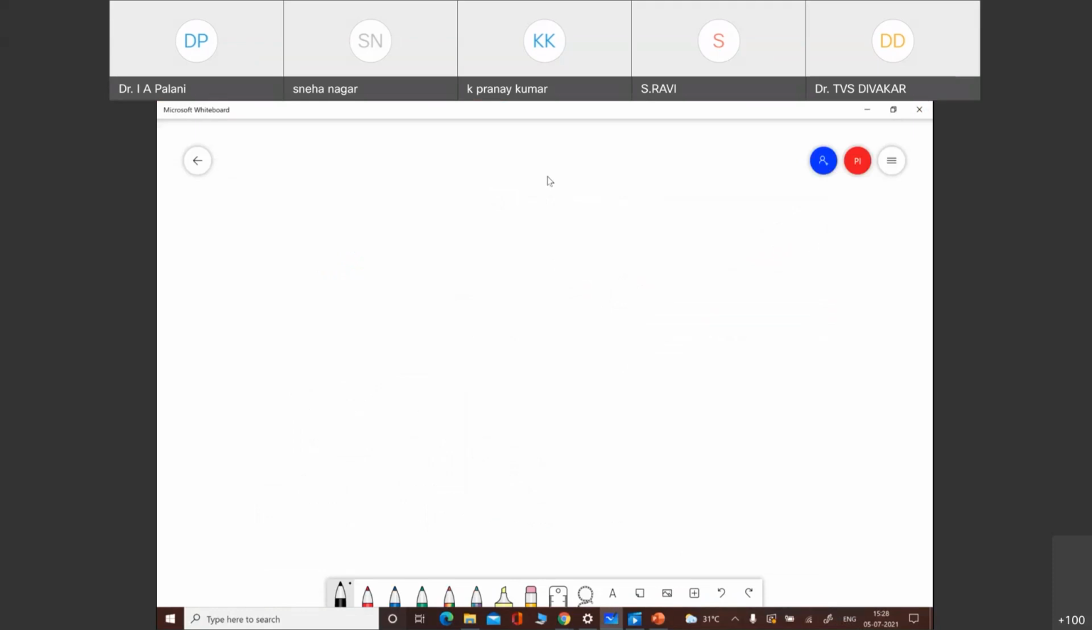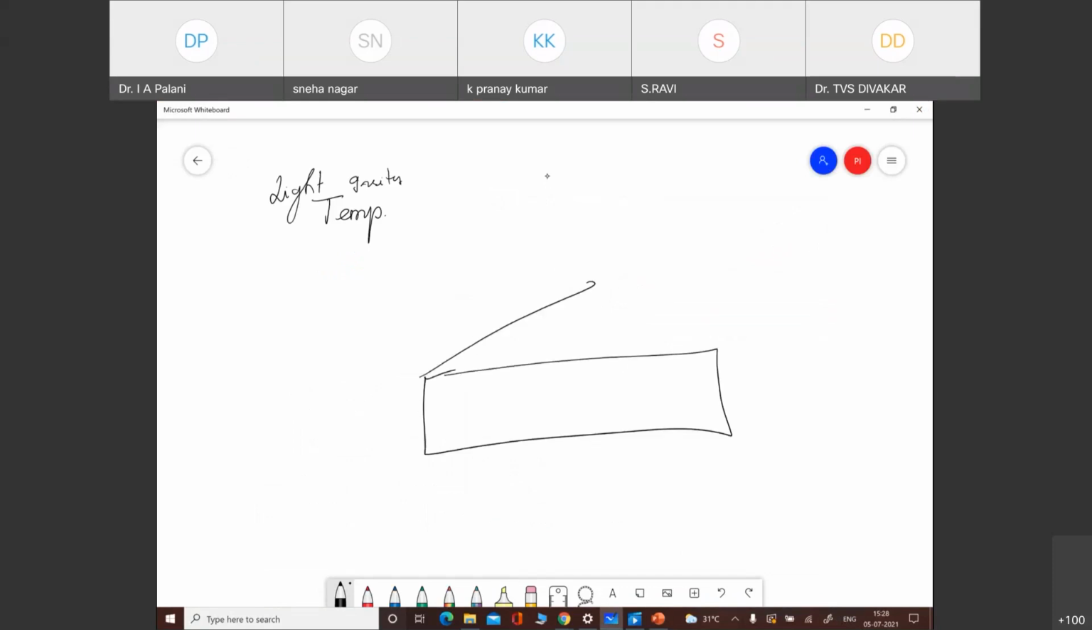Okay, so let us take two different cases. One case is using a light. I am trying to monitor an in-situ temperature condition. For example, I have a welding. So this is my sample.